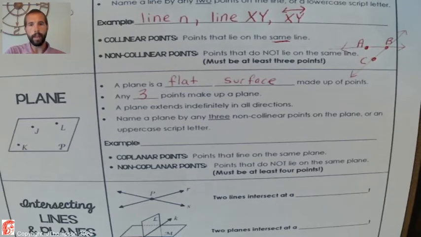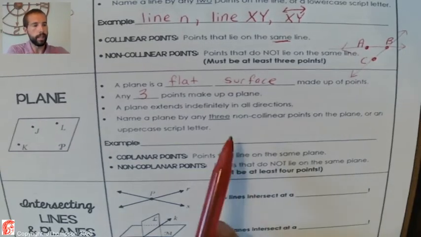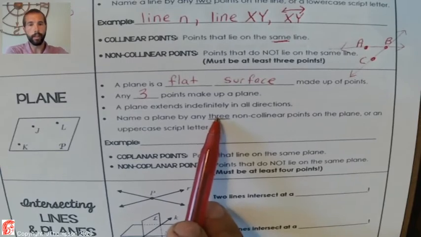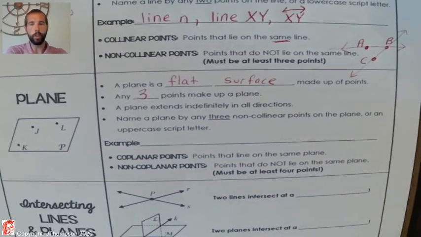Name a plane by any 3 non-collinear points on the plane. Notice how it says any 3 non-collinear, and it also has underlined the word 3. So even if there's 1,000 points on a plane, you would just pick any 3 non-collinear points, and that's how you would name it, by using 3 of those uppercase letters.